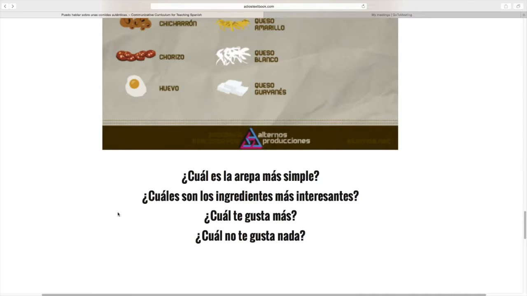The next question is asking, which one do you like the most? And which one do you not like at all? And this just allows the students to get used to some of these names, to look at some of these ingredients, and to kind of understand that there are lots of different types of arepas.